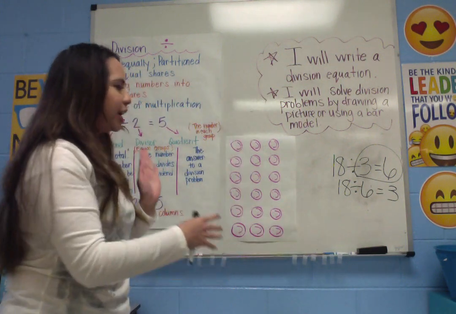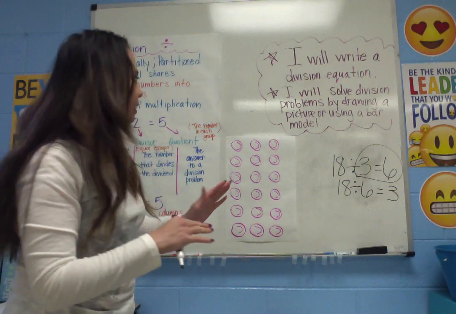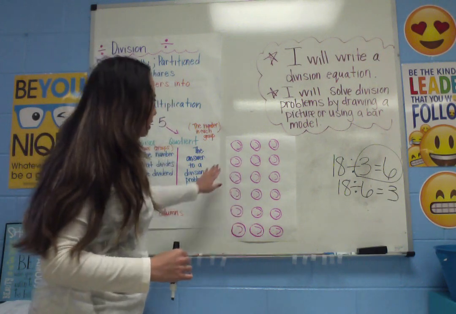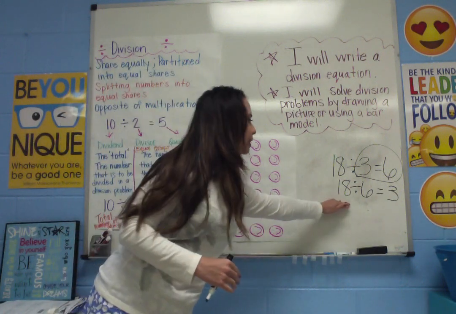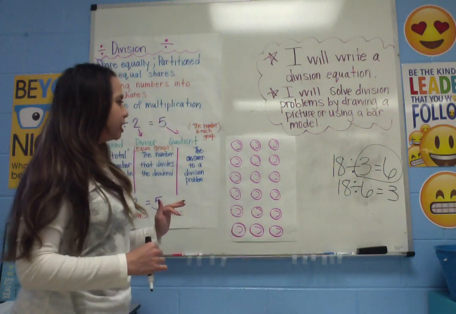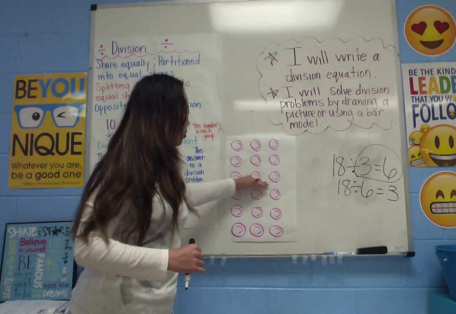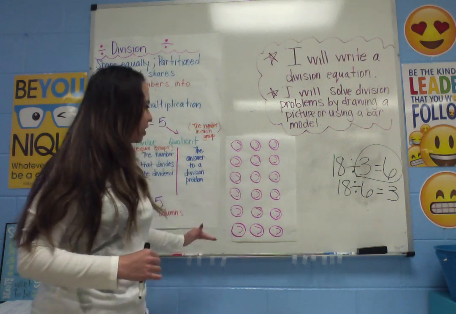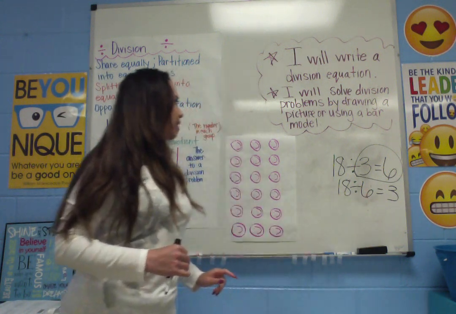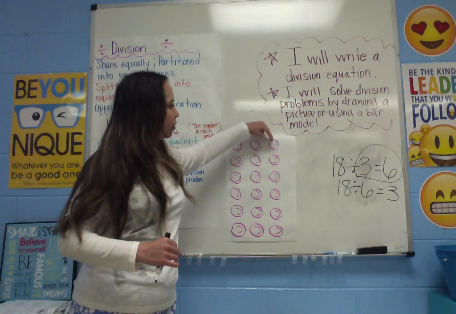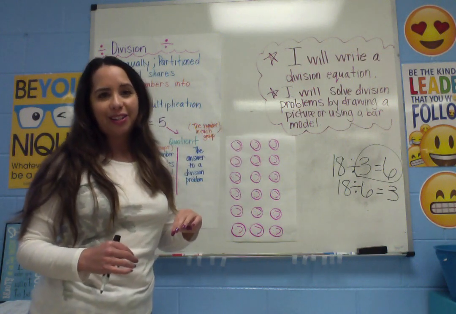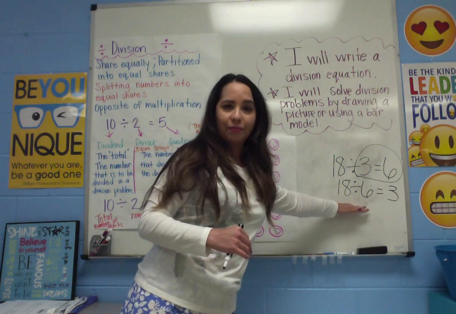I didn't change the number of smiley faces. I just flipped it. And as you can see, we still have a total of 18 smiley faces. The 18 smiley faces are now divided into 6 rows. 1, 2, 3, 4, 5, 6. And there are 1, 2, 3 smiley faces in each row, right there. Okay?